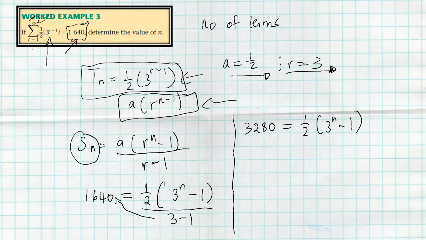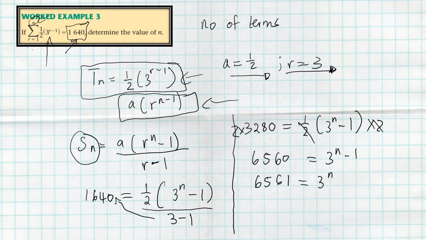So I can divide both sides by 1 over 2, or I can multiply by 2, so that the 2 and 2 can cancel. Then after cancelling, I'm left with 3 exponent n minus 1. 2 times 3280 is going to give me 6560, right? So I can take 1 to the other side, it will be 6561 is equal to 3 exponent n.